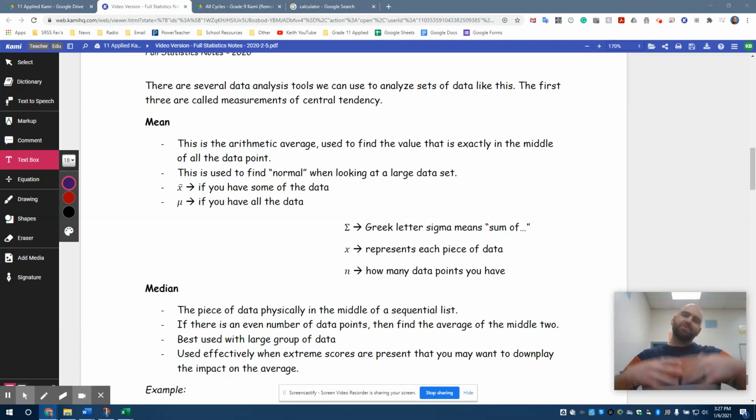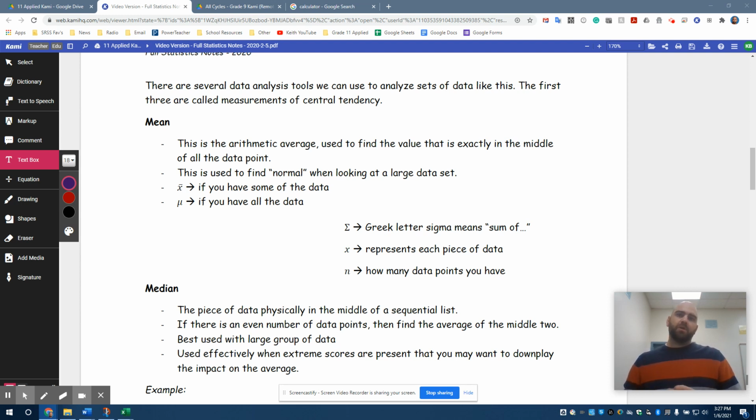All right, so you are choosing a university class. That was our previous example that we're looking at, and we're going to expand onto that example and take a look at three different ways of measuring what we might consider to be normal. There are several different data analysis tools that we can use to analyze sets of data, like the ones that we had previously with our university grades.